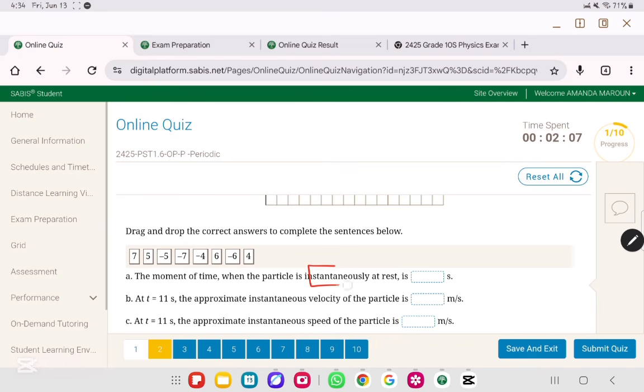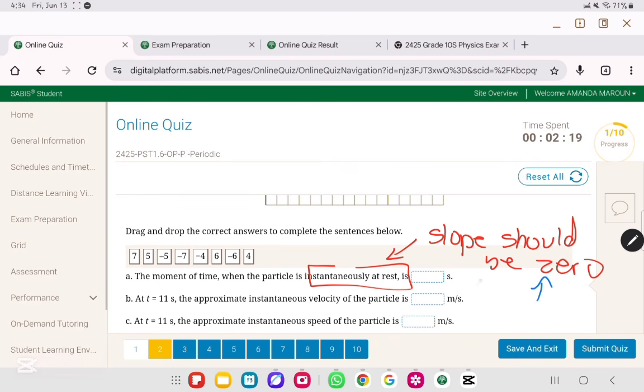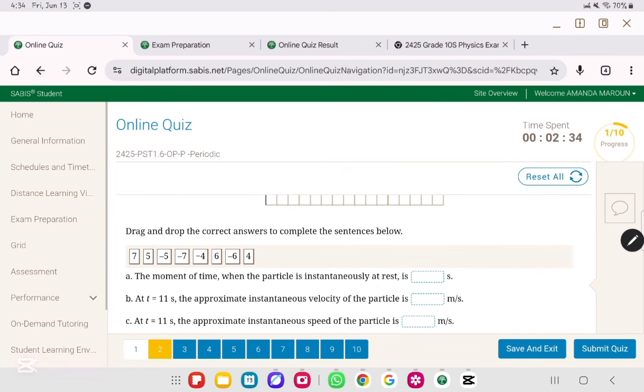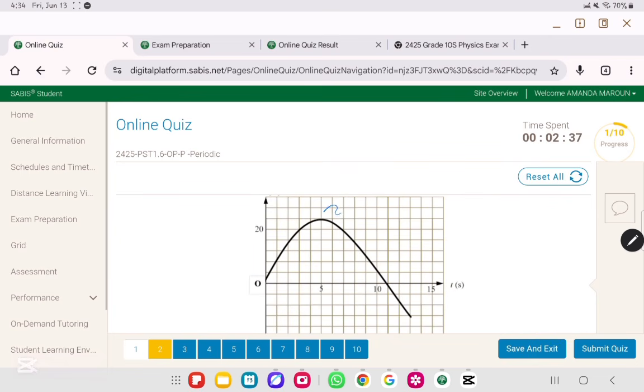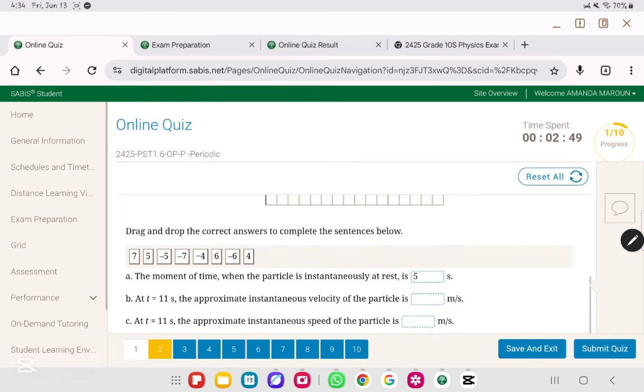So when it is instantaneously at rest, that means our slope should be 0. Why should our slope be 0? Because if our slope is 0, that means he's staying at the same position for a long time. This means he's not moving, that means he is at rest. So looking back at the graph, the only time when the slope is 0, or where it looks like he's coming to rest, is at 5 seconds.